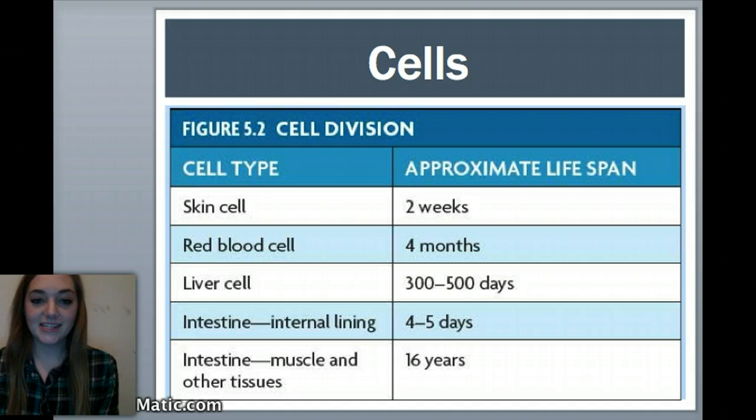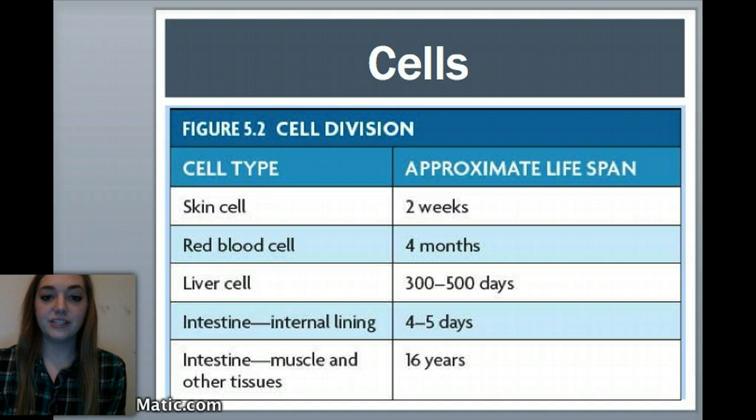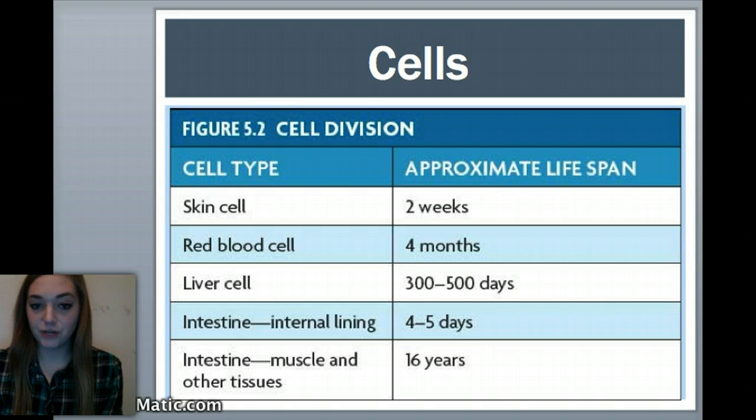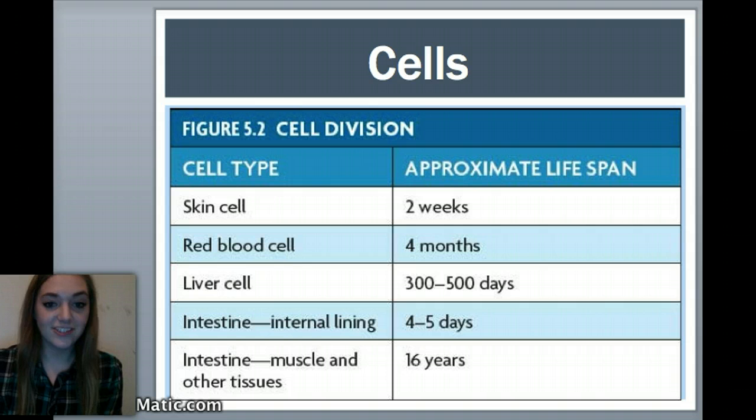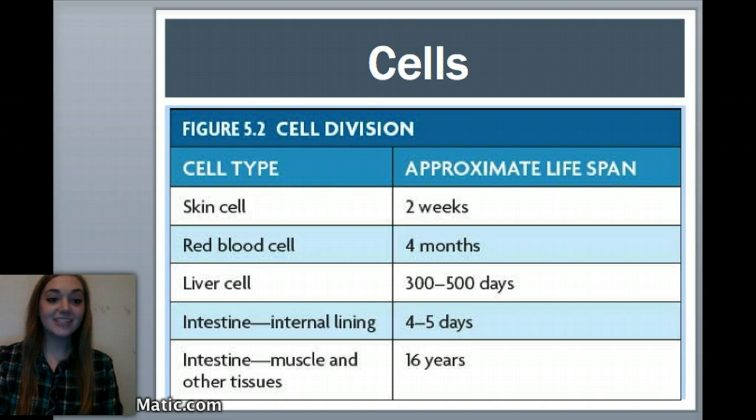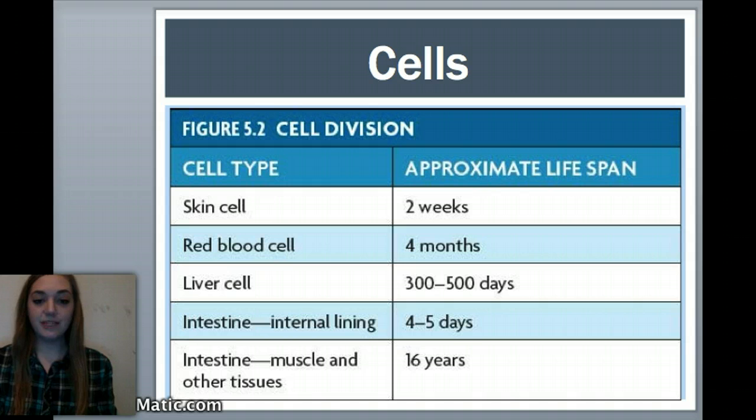As I stated earlier, specialized cells live for different periods of time. So a skin cell lives for 2 weeks until it's replenished. A red blood cell lasts for 4 months. A liver cell can live for 300 to 500 days. An intestine cell has 4 to 5 days. And muscle and other tissues live for 16 years. So you all have actually had your same muscle cells since the time you were born. So they're probably about 13 or 14 years old at this point, so you have another 2 years of those cells, so that's pretty interesting.